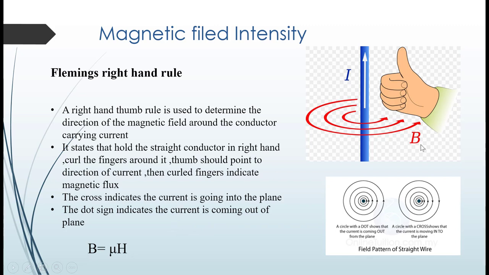Okay, so these two conventions are considered for calculating the direction of the magnetic field and the direction of the current. In general, we have a relationship between the intensity and the flux density. So B bar is equal to mu into H bar. So flux density will have the same direction as that of H bar.